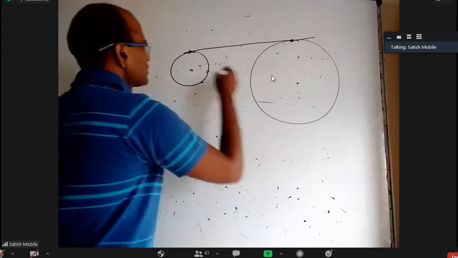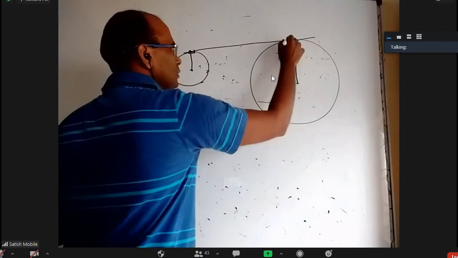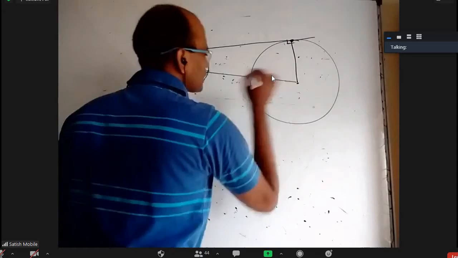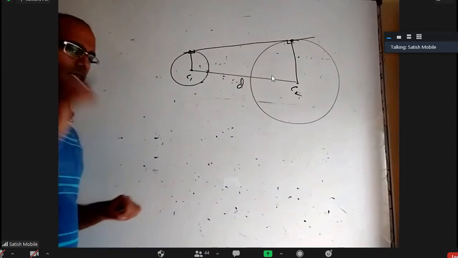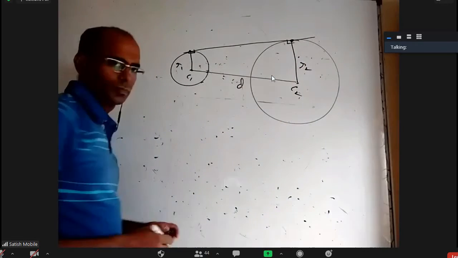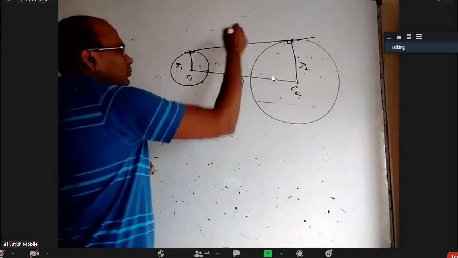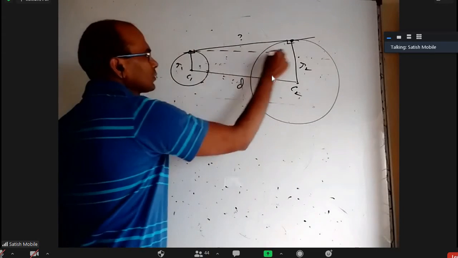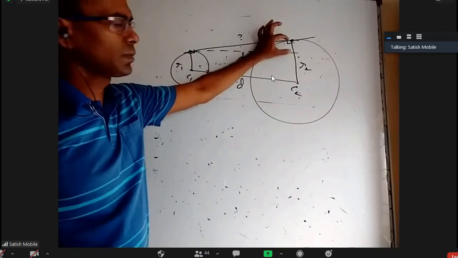Take this center, this center. This angle is 90. This angle is 90. This is C1, this is C2. I'll call the distance between the centers D. This is R1. This is R2. So if you want to find this length, parallel to this you draw one line here. That is also D. This is R1, so this is R1, so this will be R2 minus R1.